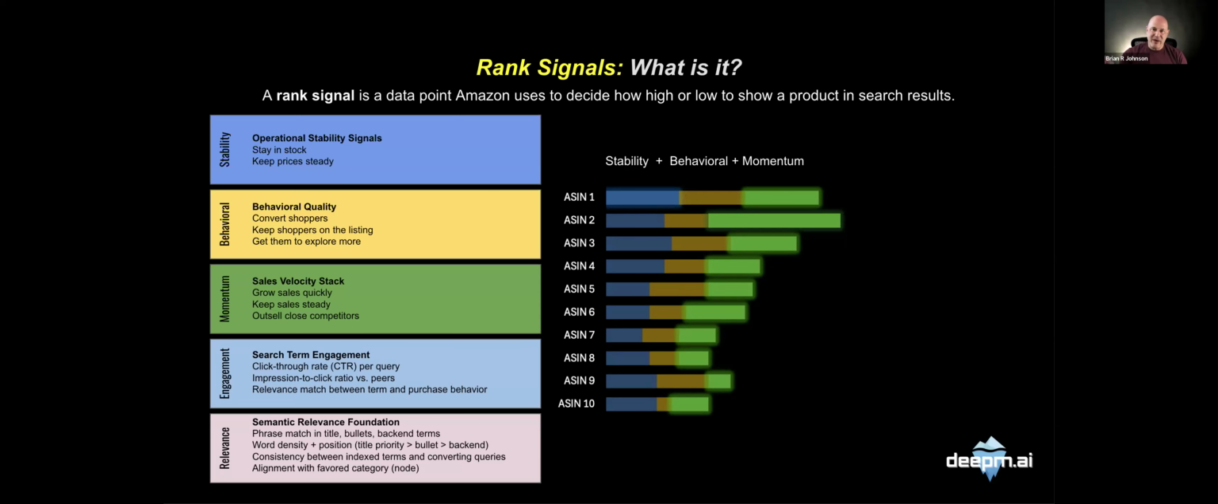So a system like DeepM identifies what those strengths and weaknesses are across all your competitors, so you know exactly how much faster you need to run on this one thing. Okay.